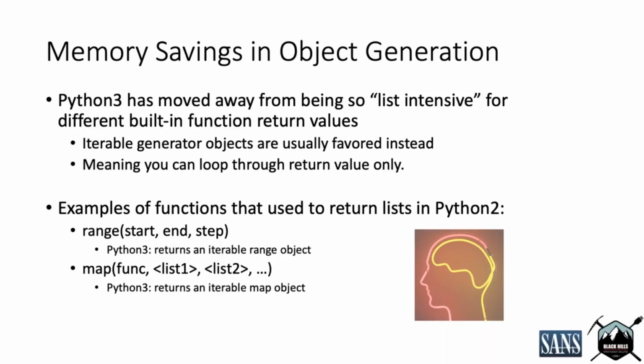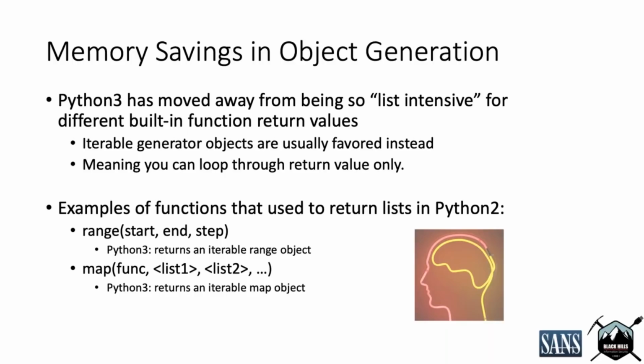All right, some memory savings features. Now this to me is very, very useful. Python 2 had this habit of, with the various built-in functions, that used to return lists as the object that was created whenever you used the function. Examples would be the range statement or the map statement. There are other examples, dictionary stuff I'm going to get into in a minute, that also was quite list intensive.